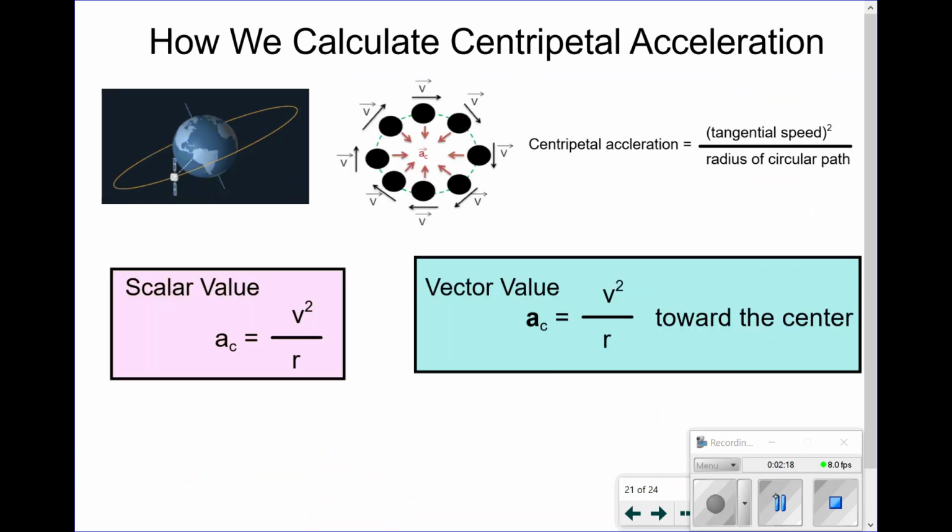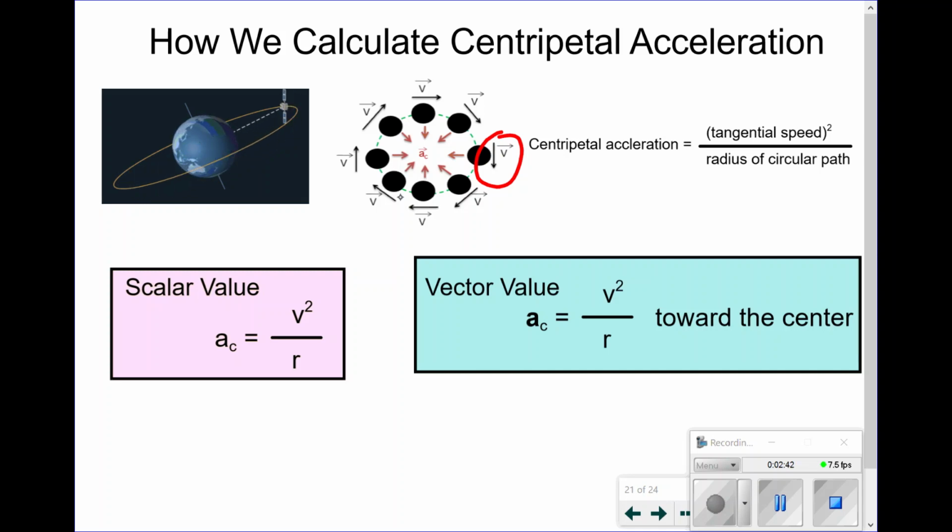Fortunately, we do have a way to find it. We're not going to get into the math behind the equation. It is actually very involved. But we do say that the centripetal acceleration is equal to the tangential speed of the object squared divided by the radius of the path.